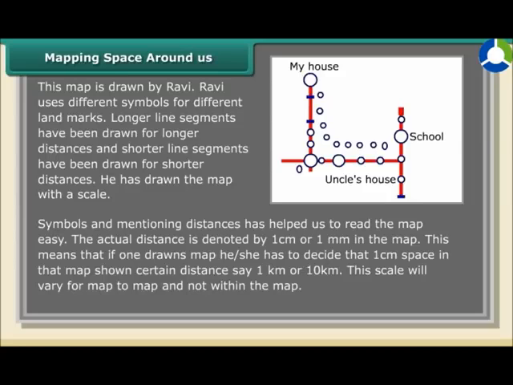The actual distance is denoted by 1 centimeter or 1 mm in the map. This means that if one draws a map, he or she has to decide that 1 centimeter of space in that map shows a certain distance, say 1 kilometer or 10 kilometers. This scale will vary from map to map and not within the map.